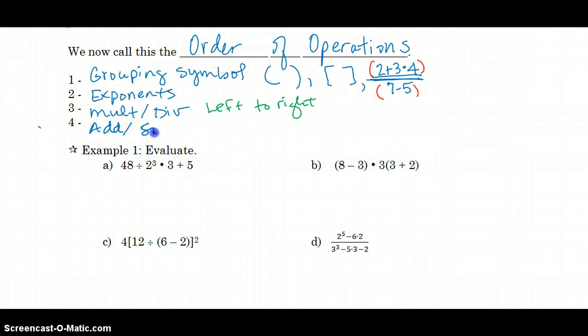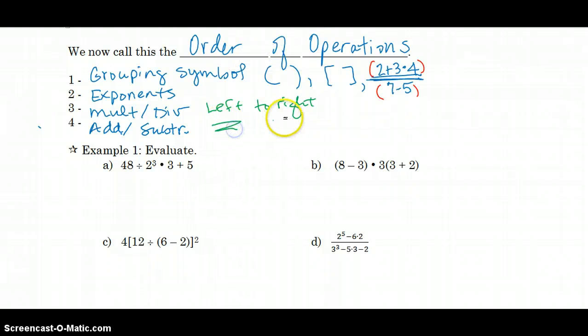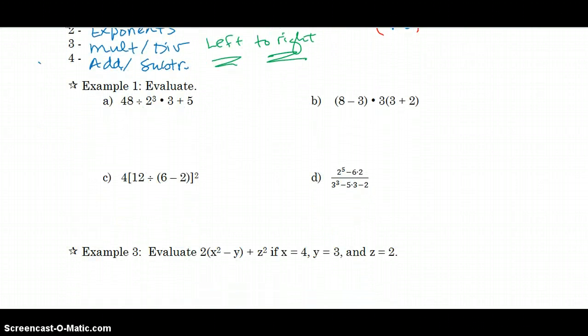And these also are equal. It doesn't matter which one you do first as long as you are going again from left to right in the problem. So let's work a few examples so that you'll understand what I'm talking about.